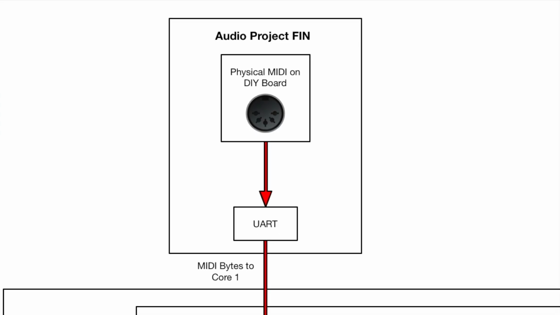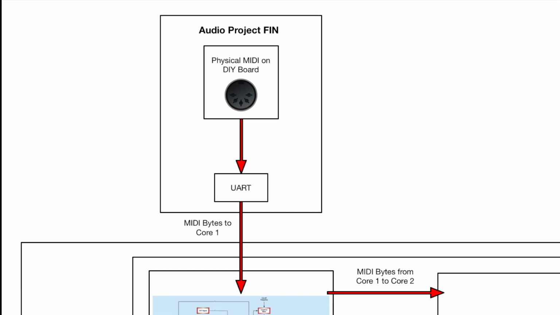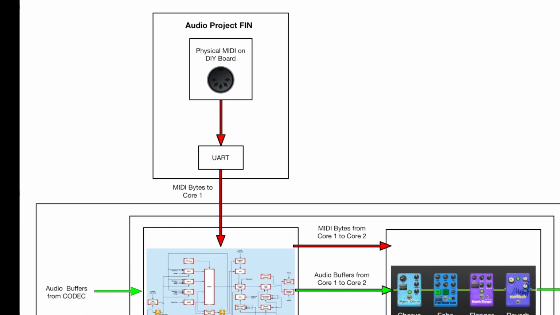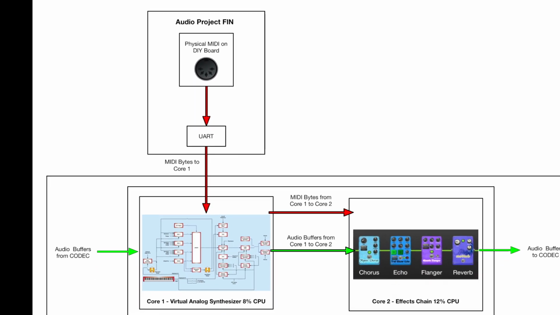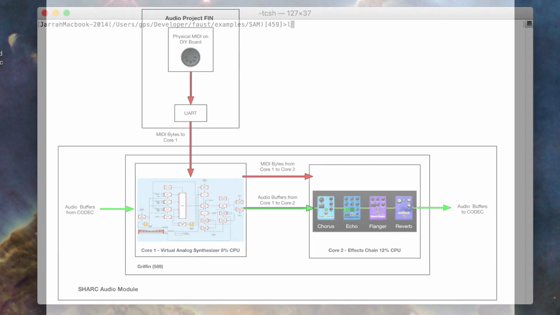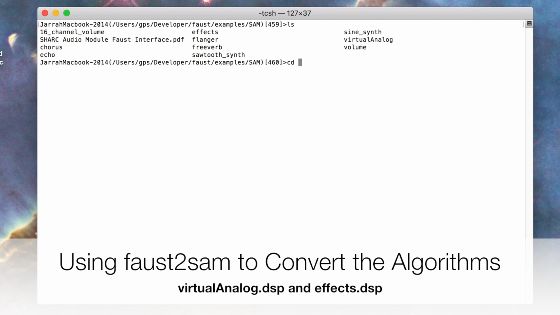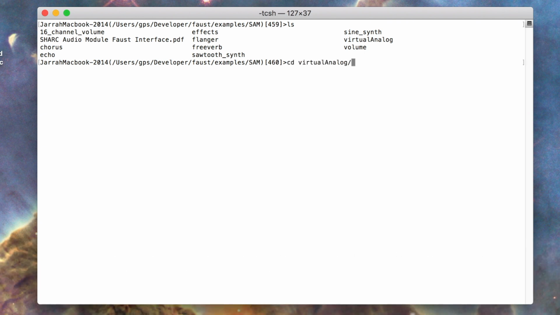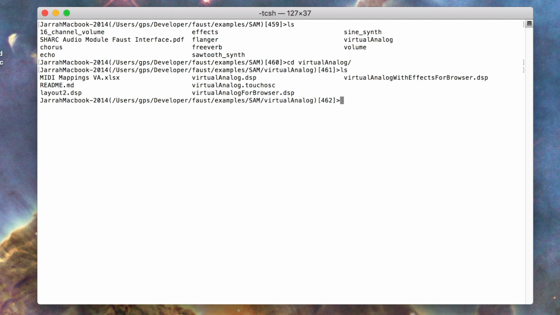Finally, the audio project FIN board has a UART that is receiving MIDI bytes. These MIDI bytes are passed on to core number 1, and core number 1 also forwards them to core number 2. Now let's use Faust to SAM to convert the Faust algorithms for the virtual analog synthesizer and the effects chain into the C++ files that can be inserted into the CCES project. Faust to SAM for the virtual analog synthesizer uses both the -midi and the -nvoices argument.